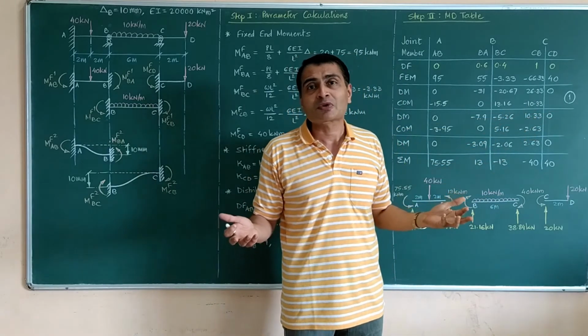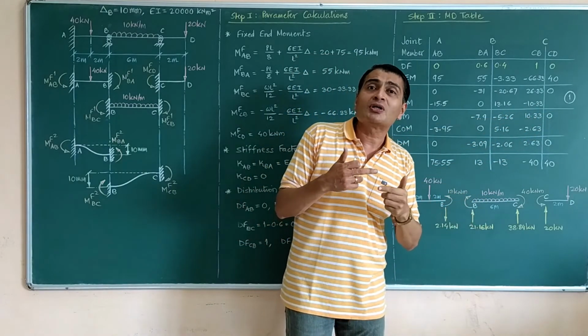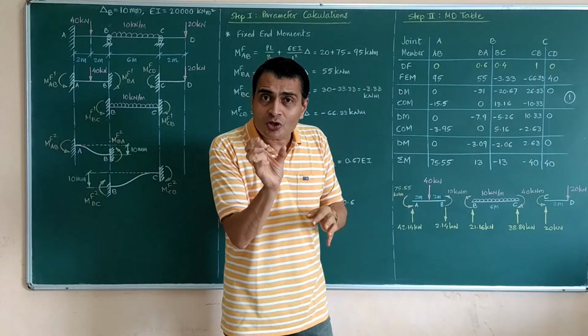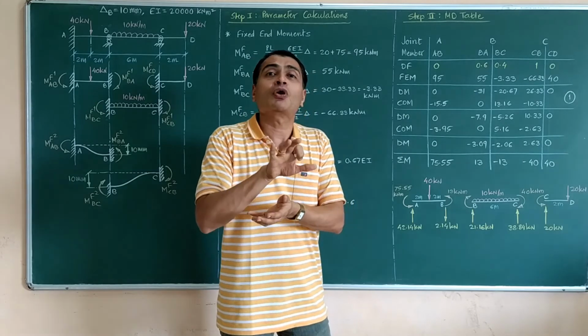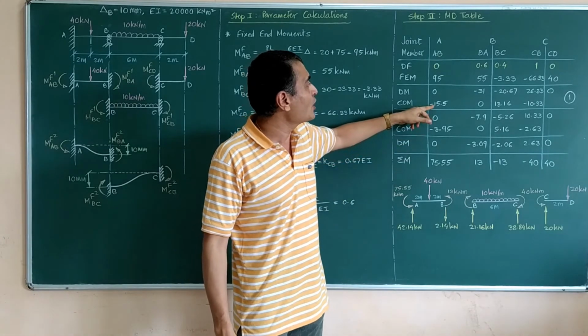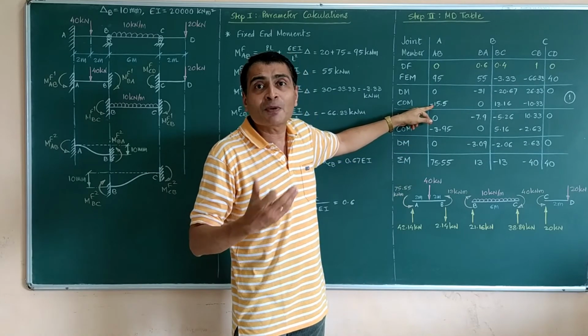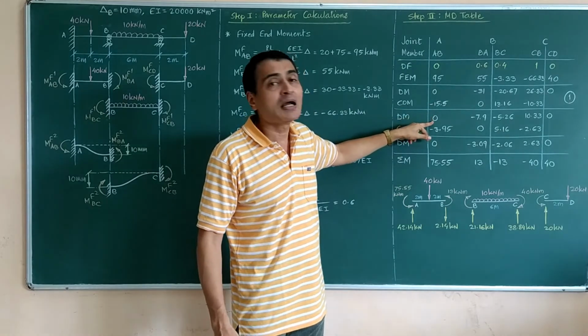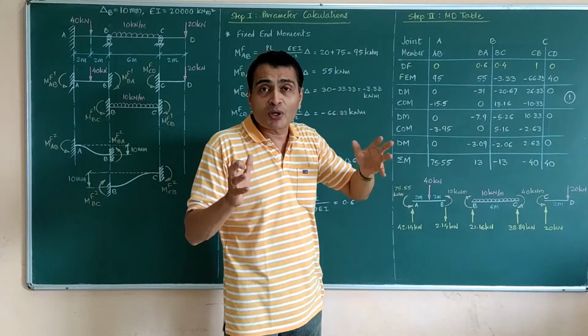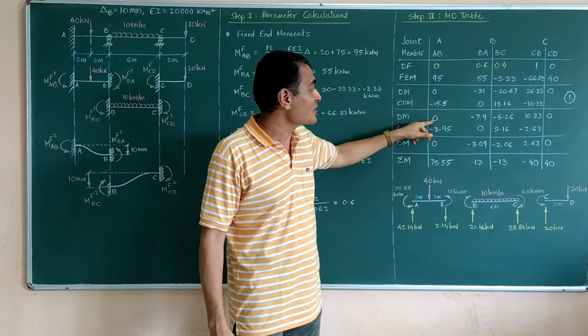Check. Now I am sure you must have got the hang of the technique. It is as simple as that. Just observe the imbalance, apply an equal and opposite balancing moment, distribute it. Similarly, negative 15.55. I apply positive 15.55. I get 0 because the distribution factor is 0. So 15.55 into 0, I am writing this as 0.